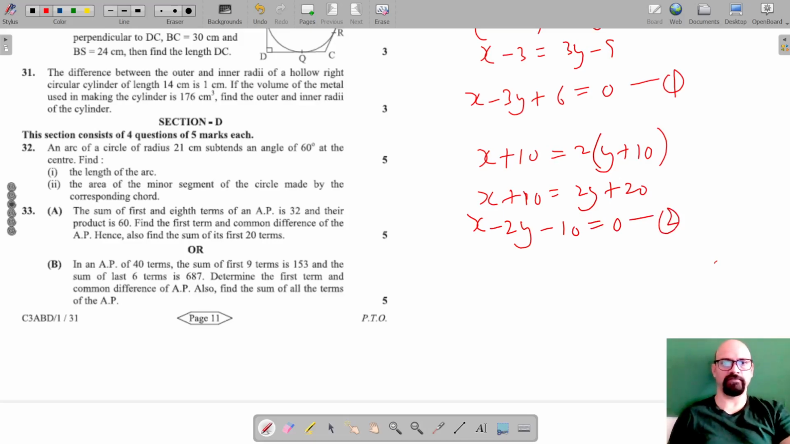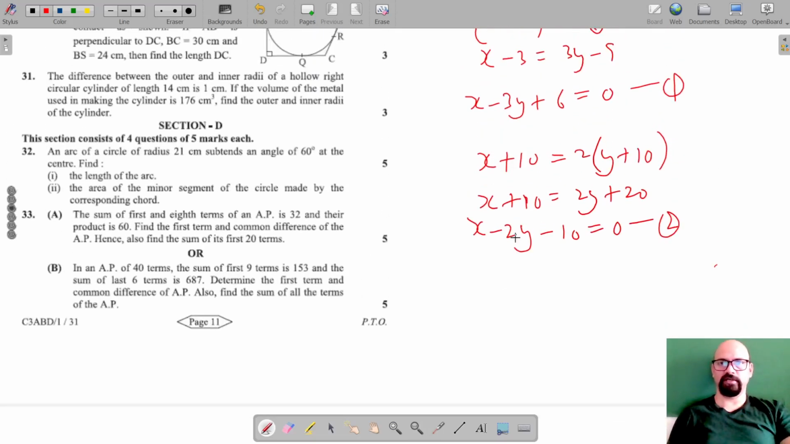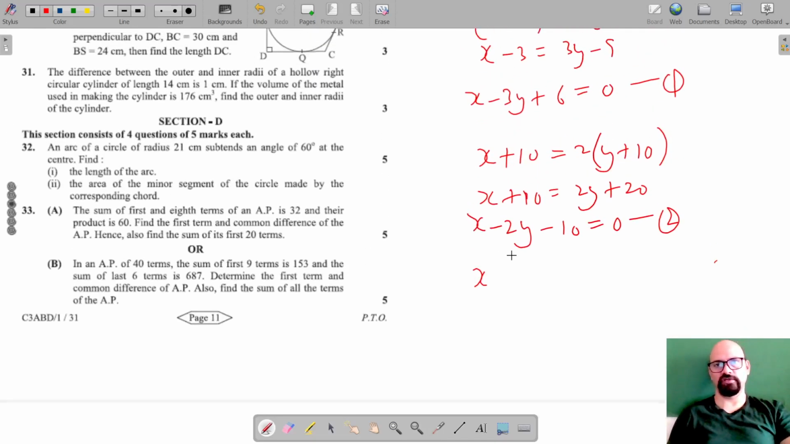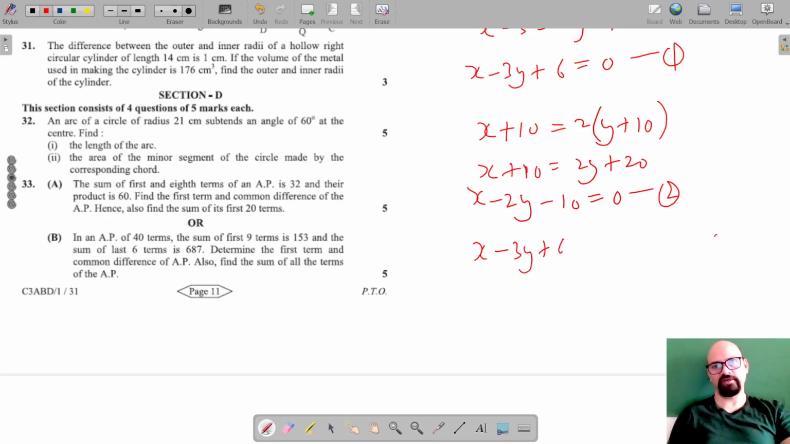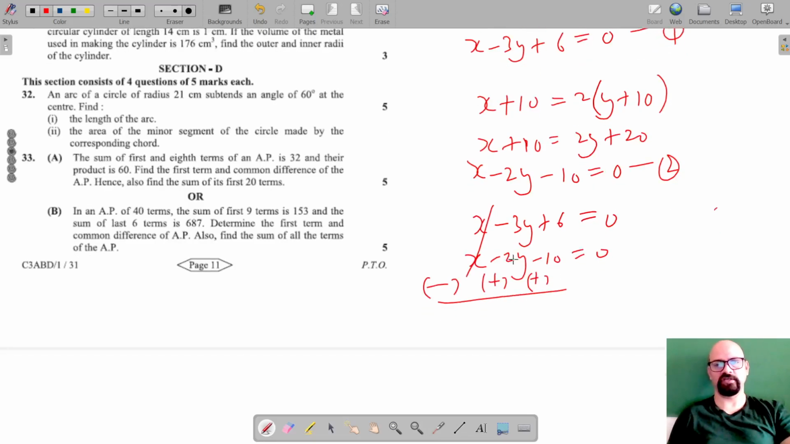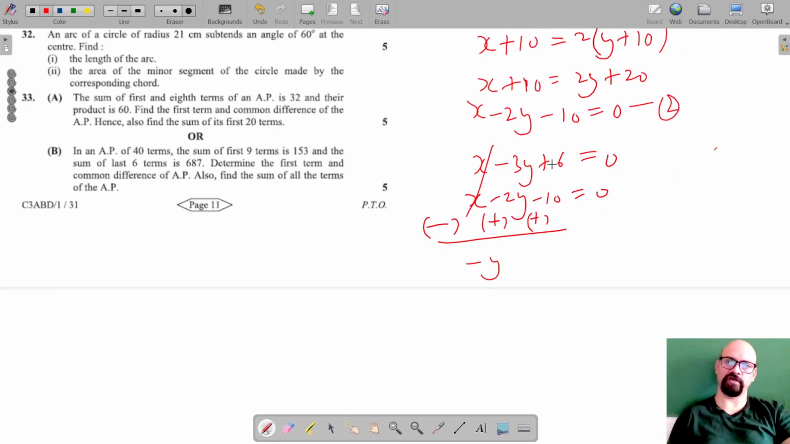Now we are going to solve them. First one is x minus 3y plus 6 is equal to 0, and second one is x minus 2y minus 10 is equal to 0. So I'm going to subtract these two equations by changing the signs. So x gets cancelled. Minus 3y plus 2y is minus y. 6 plus 10 is 16, so minus y is equal to minus 16 and y is equal to 16.